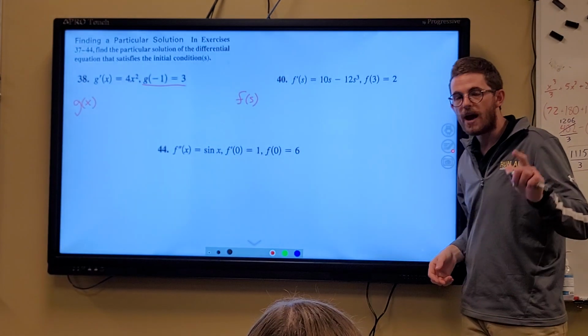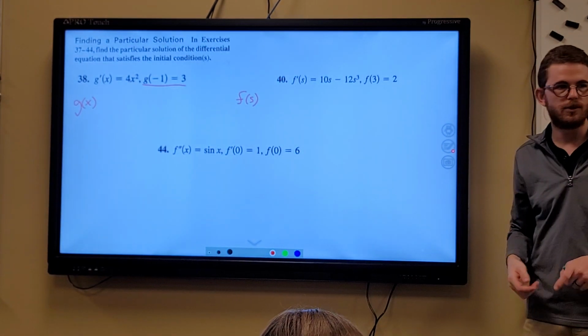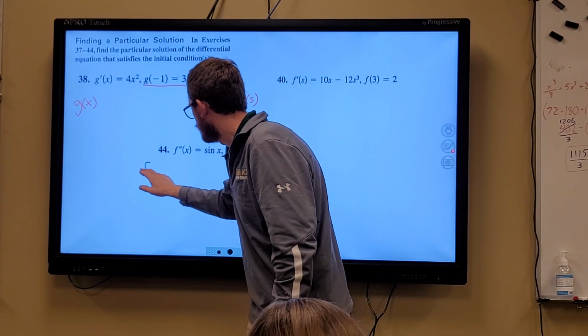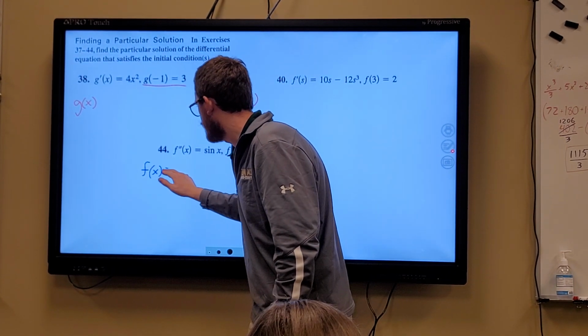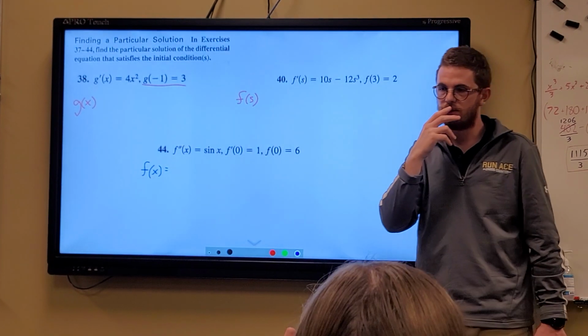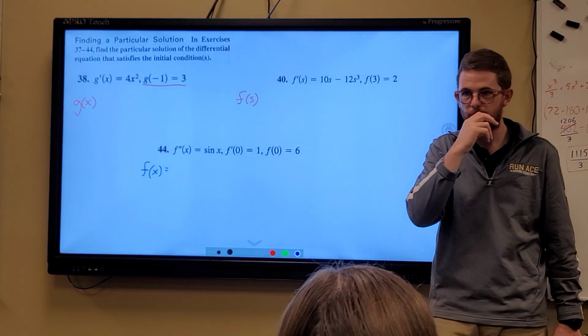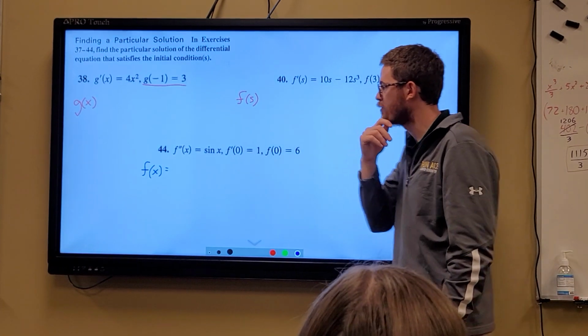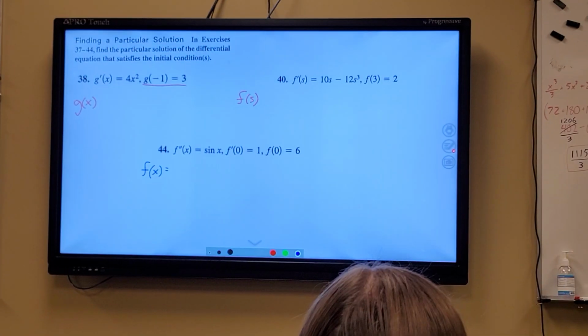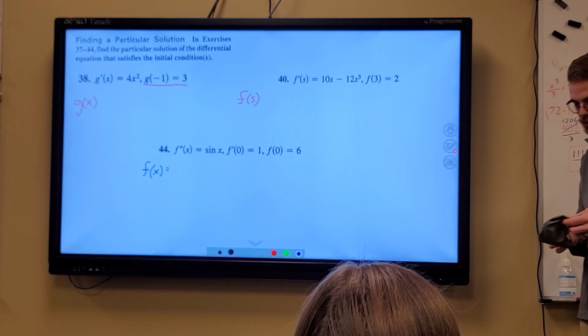And the last one, which you absolutely can do, but you're going to have to think a little bit more. We're looking for f of x, and they gave us the second derivative. Ooh. So think through these three, try them out. I'm here to talk about them. I'm walking around. Let's see if we can find these particular solutions.